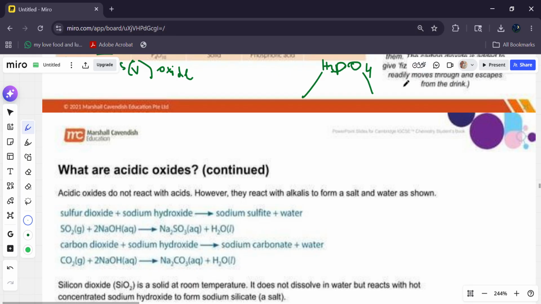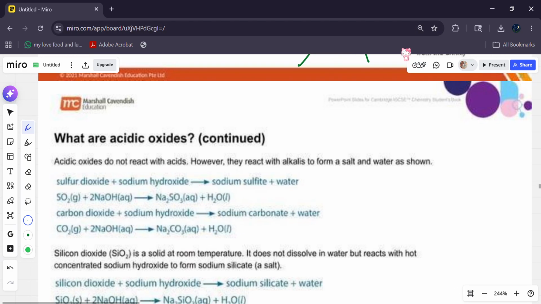So let's move on to explain acidic oxides, continued. Now acidic oxides do not react with acids at all. They react with water and alkalis to form salt and water as shown. The sulfur dioxide reacts with sodium hydroxide. Now this is an alkali, and they react together to form a salt and water. And here are the formulas. Another example is carbon dioxide and sodium hydroxide, which react together to form salt and water. So you should know that acidic oxides can react with alkalis to form salt and water as shown.